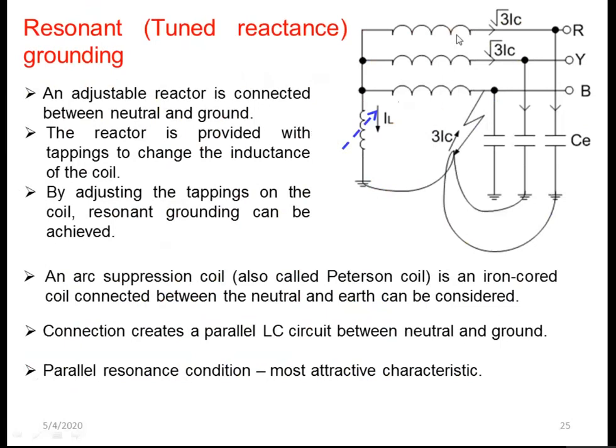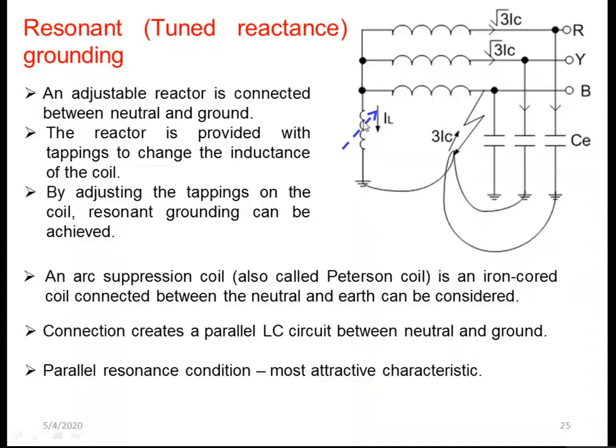So as shown over here, we have the reactance of the source side or supply side, which could be the generator or the transformer. And then there are phase capacitances here. In this case, we have the reactor introduced between the neutral point and the earth point here. But as shown, it is a variable quantity. So we have an adjustable reactor connected between the neutral point and the ground point.